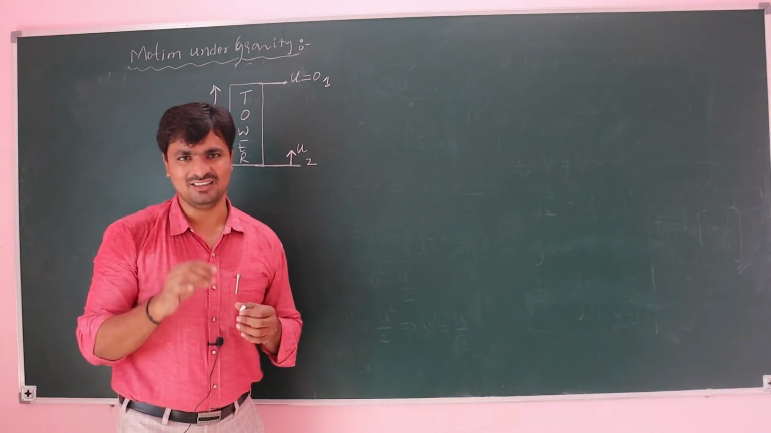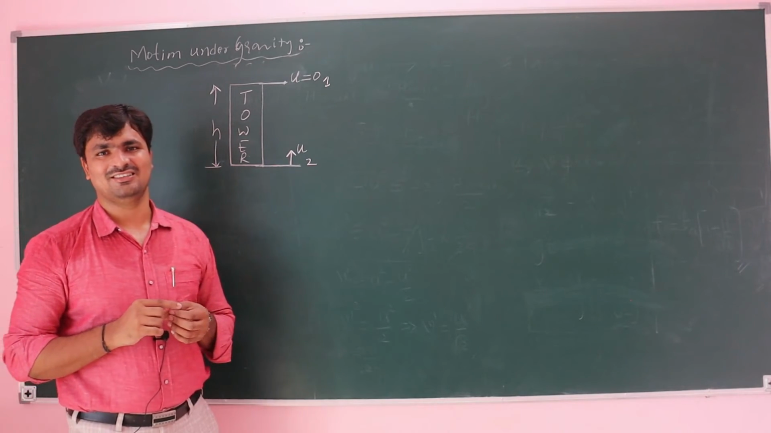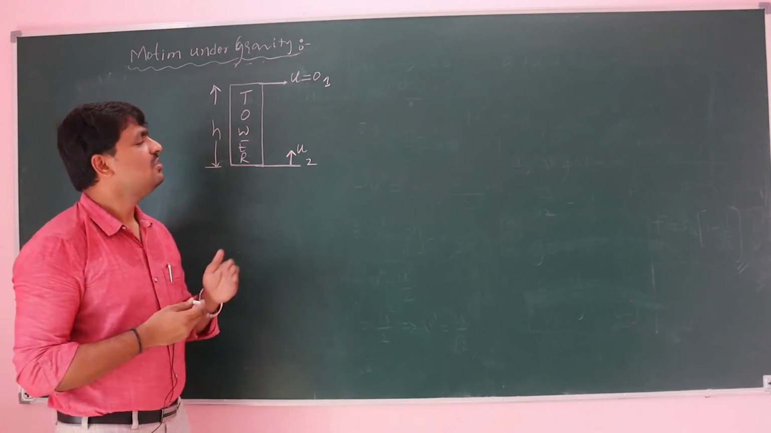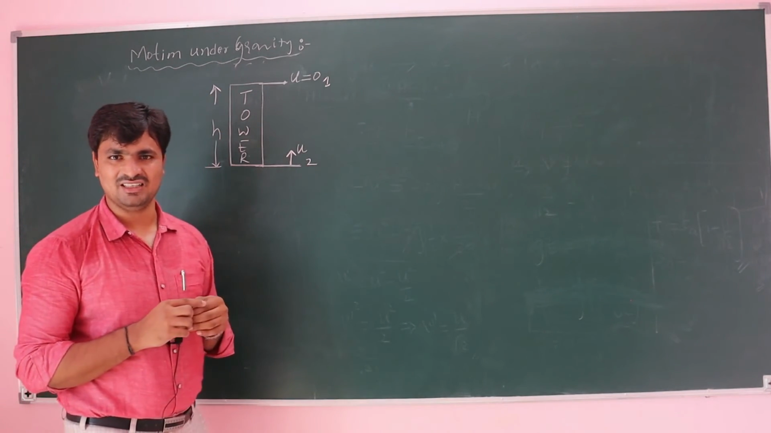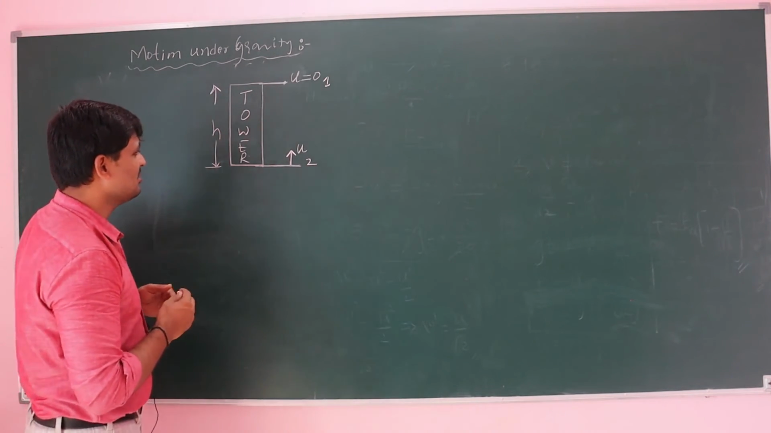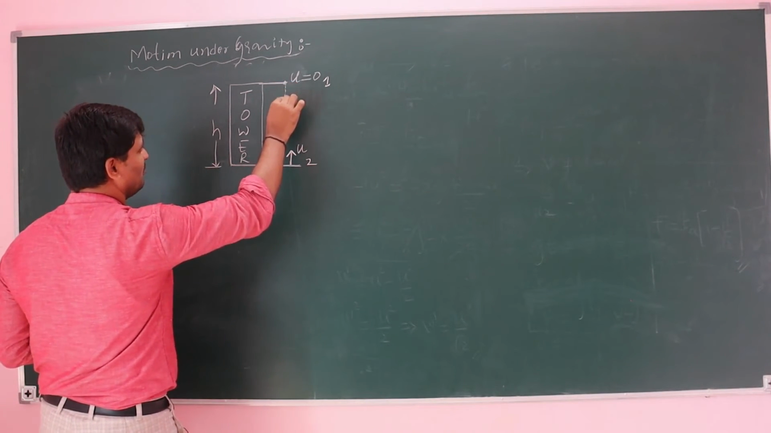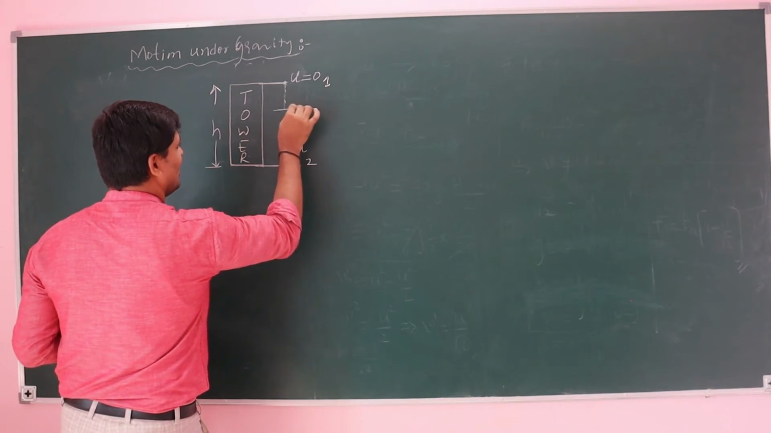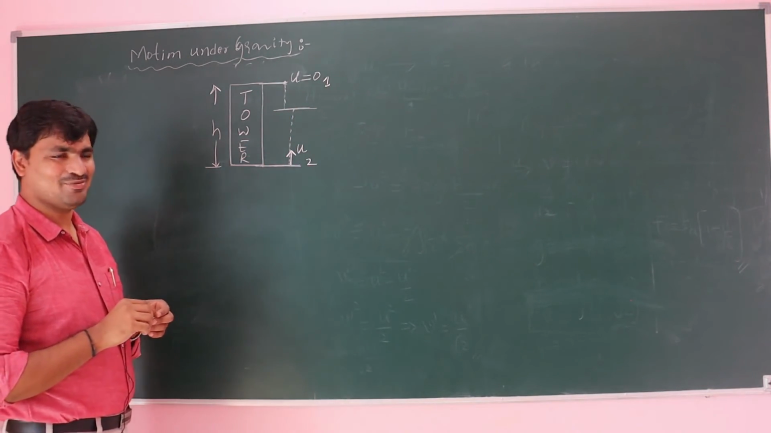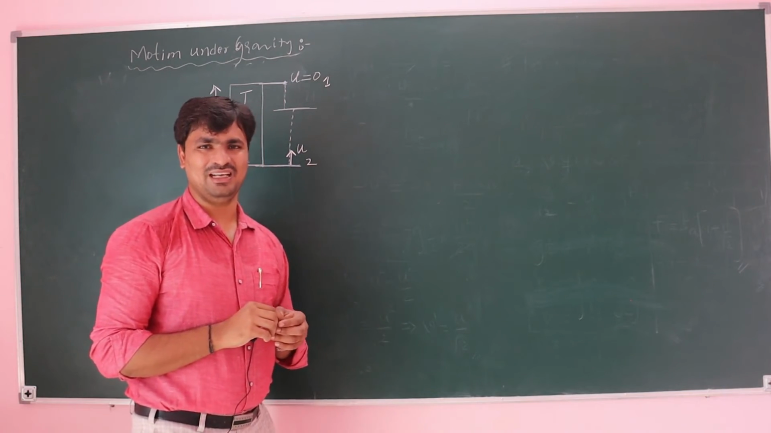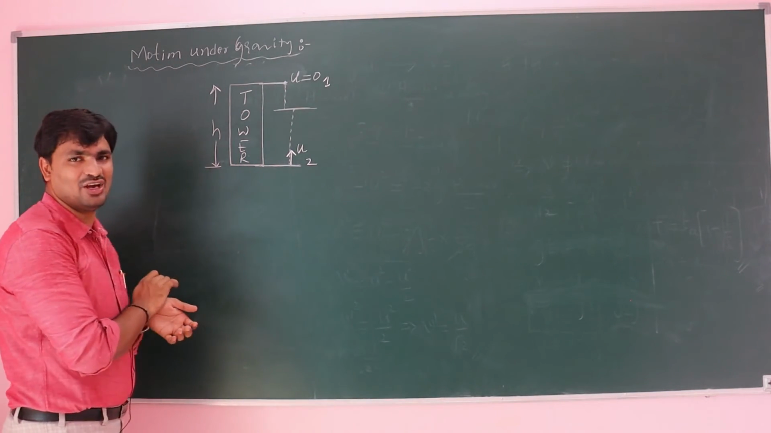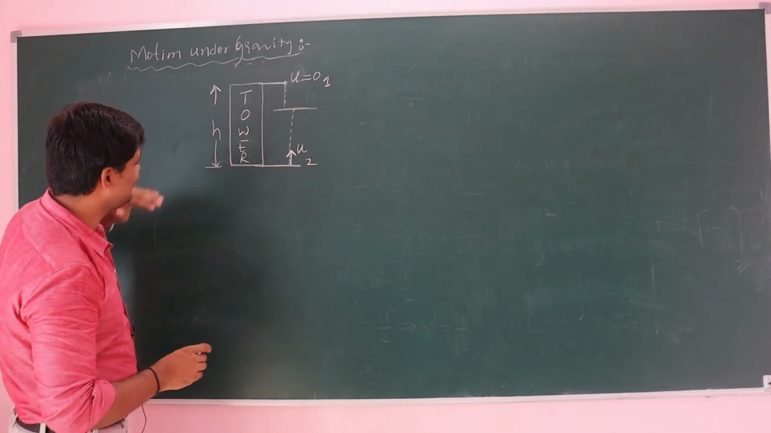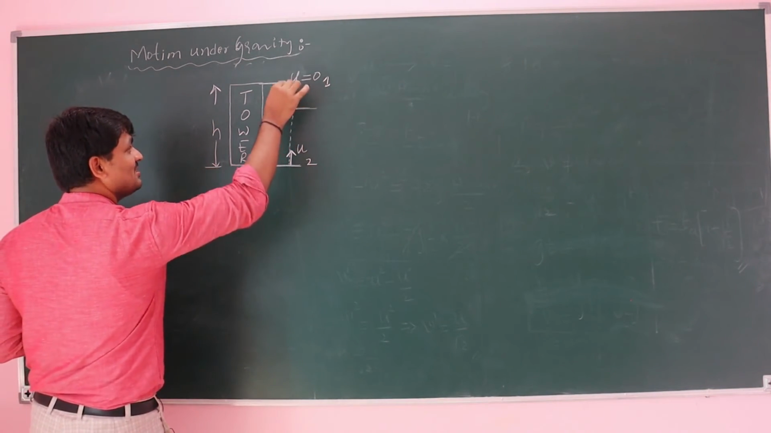So when and where will they meet? Actually here one is a freely falling body and the other one is a vertically projected body. So where do they meet? The meeting point, if you take, the total displacement is equal to h. Total displacement means that plus this.